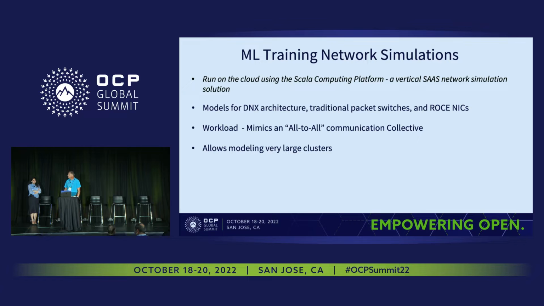We are also investing in a test setup, working with Scala Computing and building a network simulation. We have models for the DNX architecture with the scheduling and load balancing, modeling the cell switch and the Jericho switch, as well as models for packet switches and models for the RoCE NICs, etc. And we are able to run different workloads in this model, and we can mimic all-to-all communication offload.